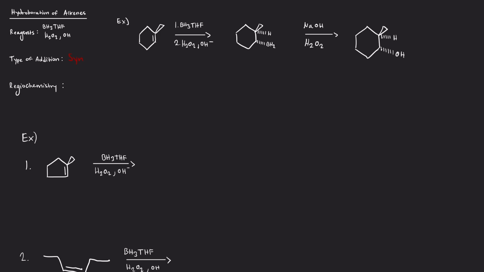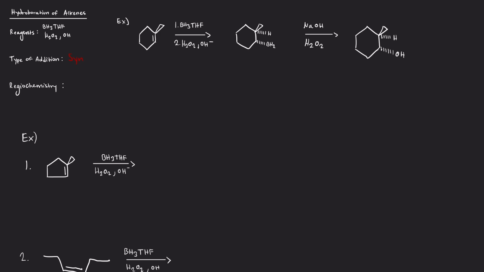Anti-Markovnikov just refers to where the BH2 is going in this case. It's going to be going on the less substituted alkene. Normally with Markovnikov, your reagent aside from the H goes on the Markovnikov position, which is the more substituted position, and that's because it forms like a more stable carbocation. But in this case, it's going to be anti.